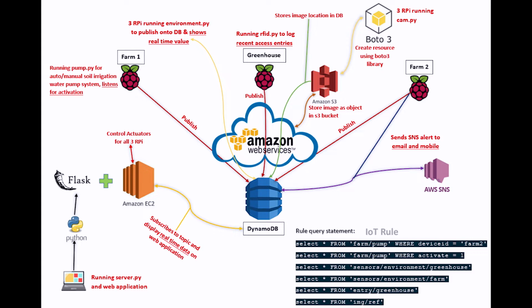And for Farm 2, it will send an AWS SNS alert to the email and mobile through a subscription of the Simple Notification Service. The IoT rule query statement consists of 6 IoT rules that are publishing as well as subscribing using Amazon Web Services.